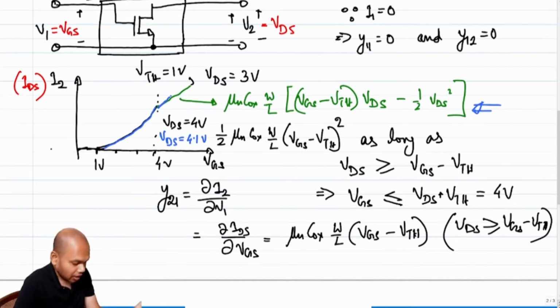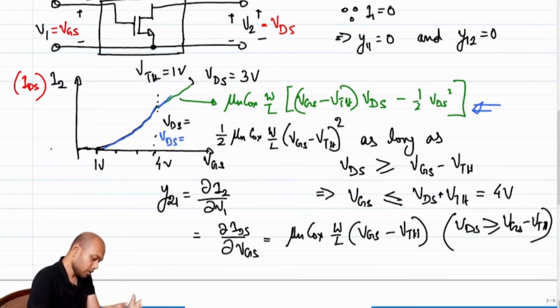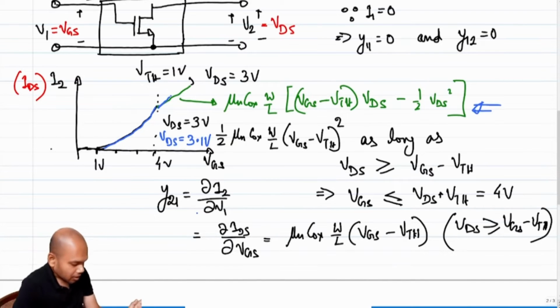sorry. So this was for VDS equal to 3 volt, and I should have said what's going to happen for VDS equal to 3.1 volt. Beg your pardon. Apologies for the mistake. So now the question that I'm asking is, how should that curve that I drew, the blue curve, look when I change from VDS equal to 3 volt to VDS equal to 3.1 volt?